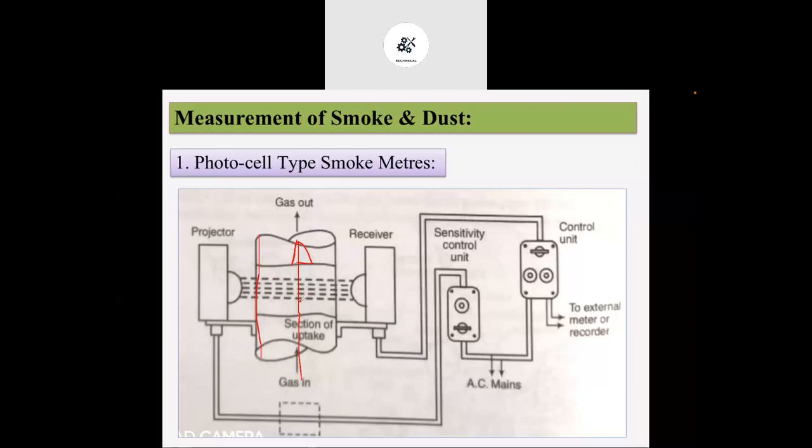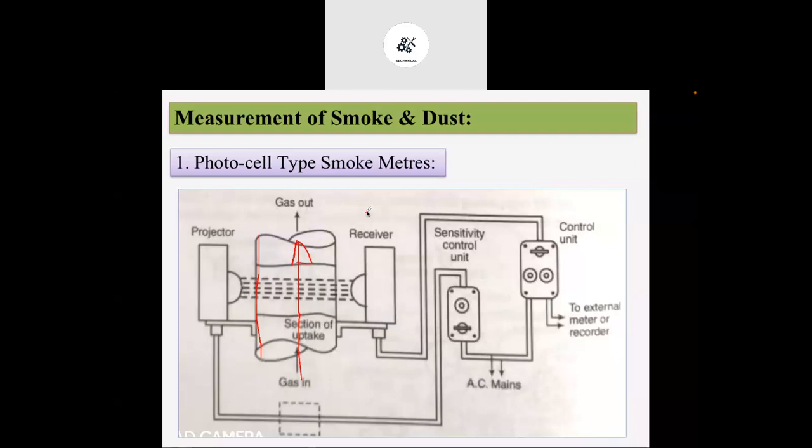Now, one of the major drawbacks of this instrument is that when these flue gases continuously flow through this pipe, some dust particles or smoke particles will be deposited on the glass cover of the projector or the glass cover of the receiver. Because of that, there is a chance of miscalculation in the measurement of the emission by the receiver, or sometimes by the projector also. So that is one of the major drawbacks of this smoke meter.